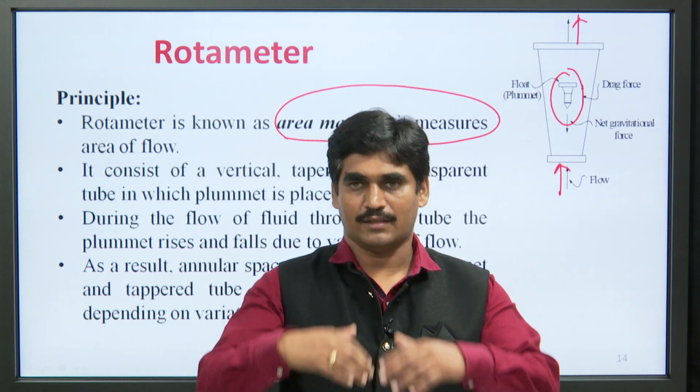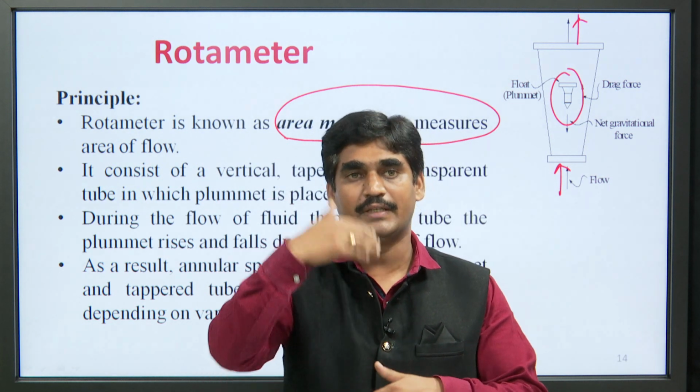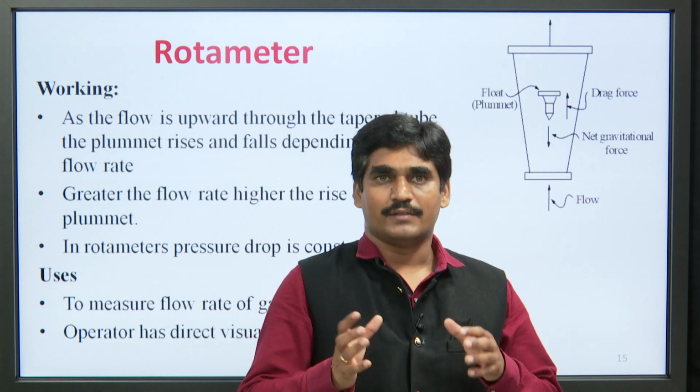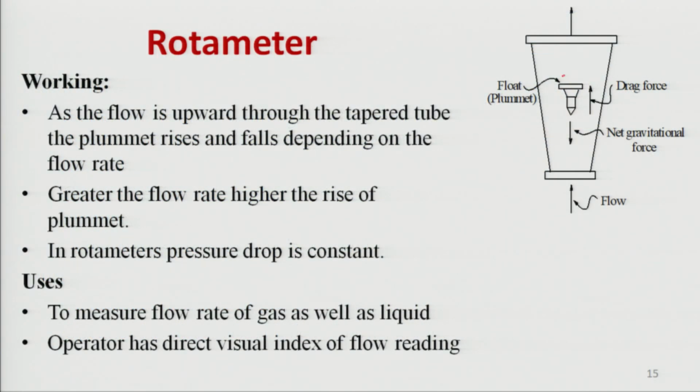As a result, an annular space or area between the plummet and the tapered tube is created. It may increase or decrease depending upon the flow rate. So, if the flow rate is higher, then this float or plummet moves in an upper direction. If the flow rate is lower, it moves in a slightly downward direction. So, as the fluid flows upward through the tapered tube, the plummet rises and falls depending on the flow rate. The greater the flow rate, the higher will be the rise of the plummet, as I have explained earlier.